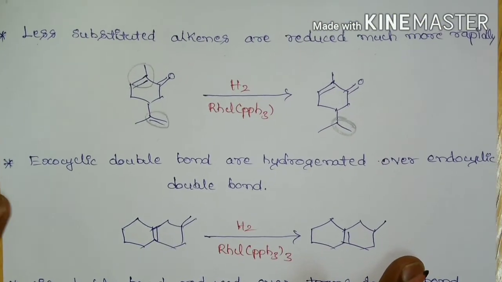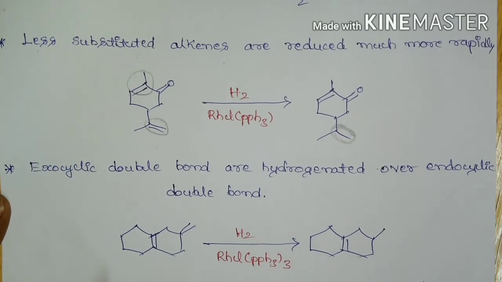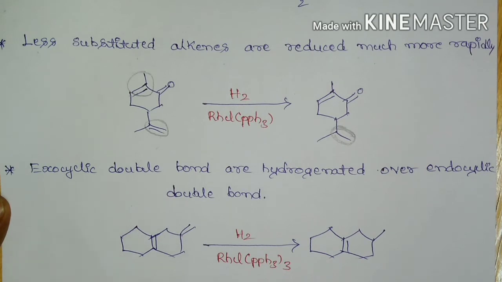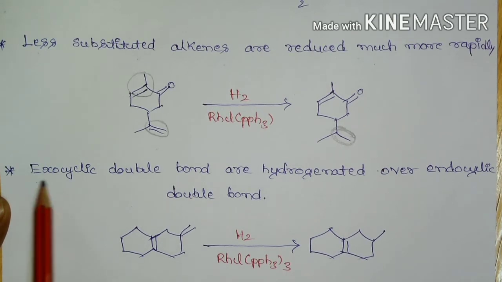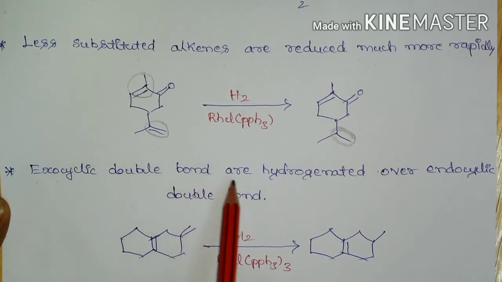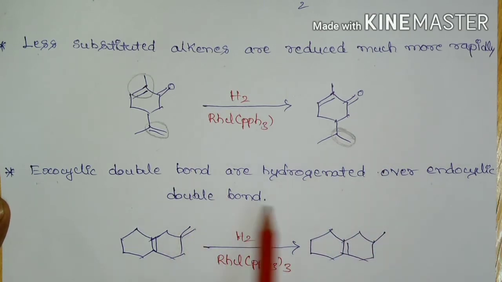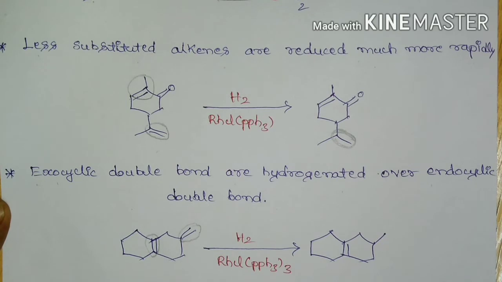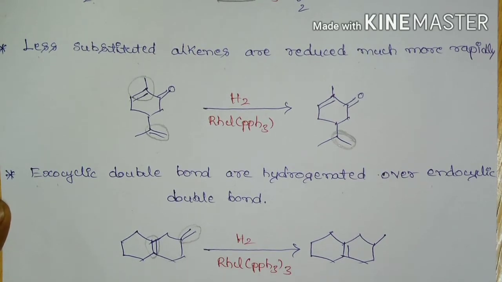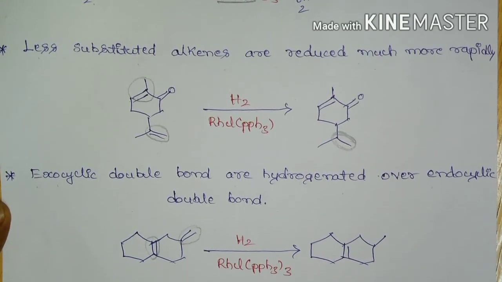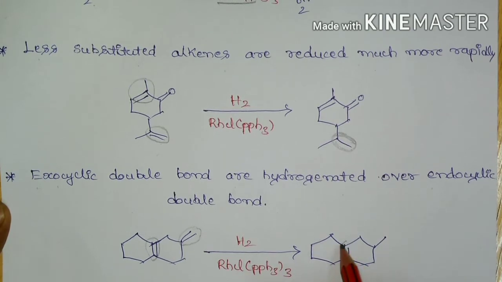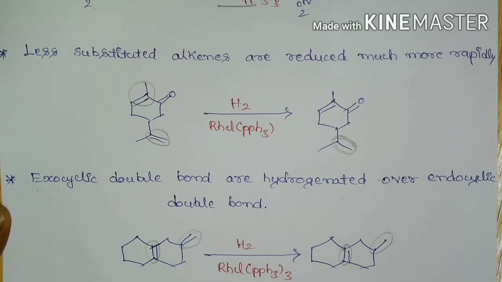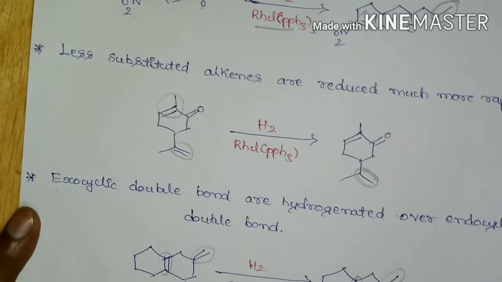Another variation is if an exocyclic double bond is present along with an endocyclic double bond. Then Wilkinson catalyst will hydrogenate the exocyclic double bond over the endocyclic double bond. So this is the endocyclic double bond and this is the exocyclic double bond. If we do the hydrogenation with Wilkinson catalyst, the endocyclic double bond will not be reduced, only the exocyclic double bond is reduced.